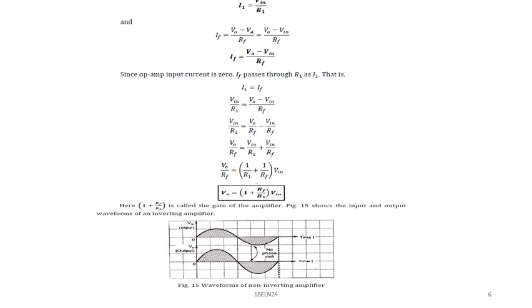We'll take RF to the other side, then RF cancels. So we'll get the answer as V0 is equal to 1 plus RF by R1 into V in. So output voltage is given by 1 plus RF by R1 into V in. And here 1 plus RF by R1 is called the gain of a non-inverting amplifier. And here the positive sign indicates that there is no phase shift between input and output. As I mentioned, the phase shift in a non-inverting amplifier is 0.